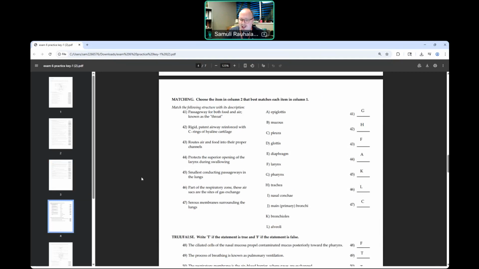Question 43, larynx, marked with letter F, was responsible for routing air to the trachea and lungs, and food down the esophagus to the stomach. Question 44, epiglottis, with the letter A on this assignment, serves as this flap-like structure that comes down to seal the trachea when food or liquid is swallowed.